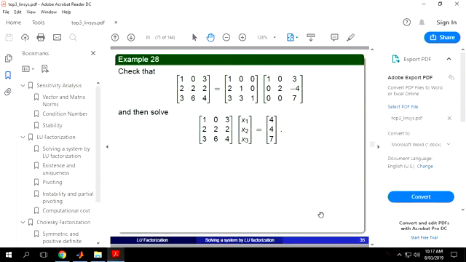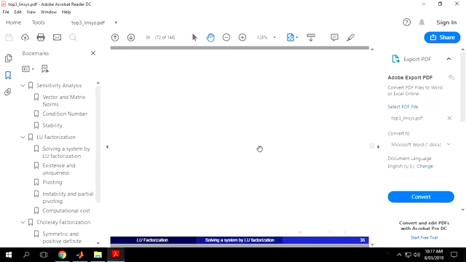I suppose this one is the matrix A. You can check that this matrix A can be written as a product of two matrices. One is lower triangular and one is upper triangular. Okay? And then how do we solve it?